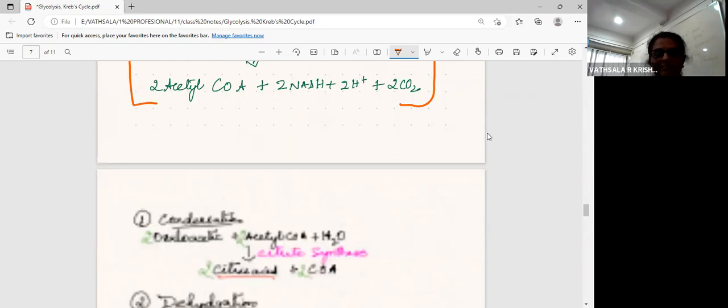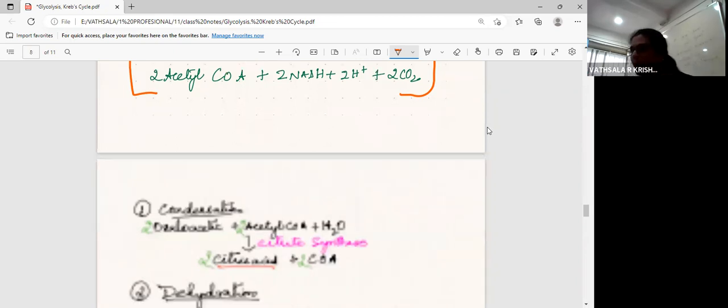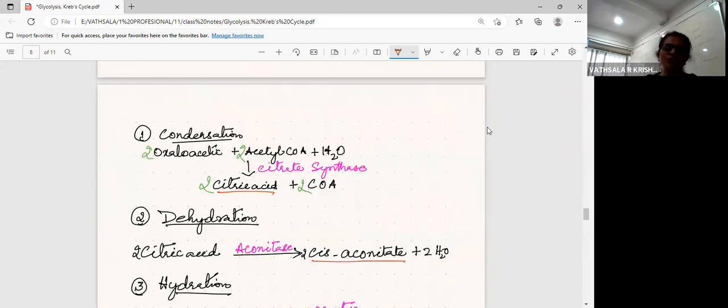Now, I'm sending this, do not worry. The first step in your textbook, look into that. What is the first step? Who accepts these 2 acetyl-CoA? I will keep on asking for the answer.